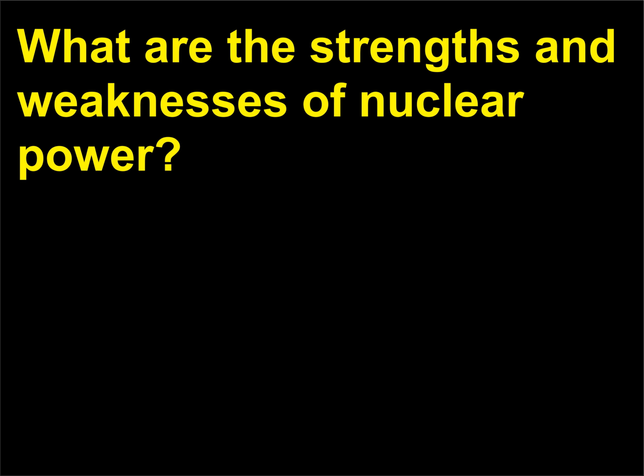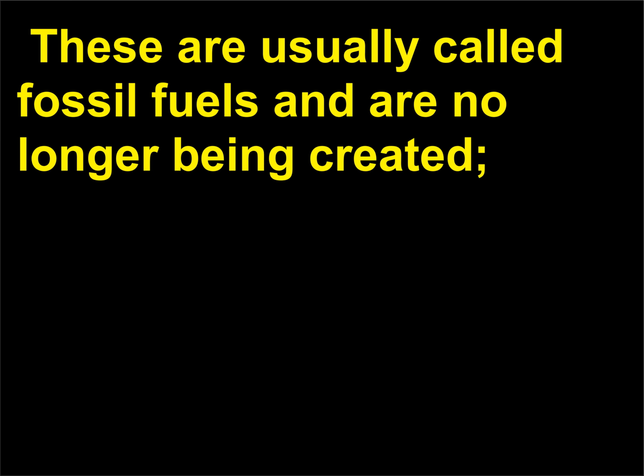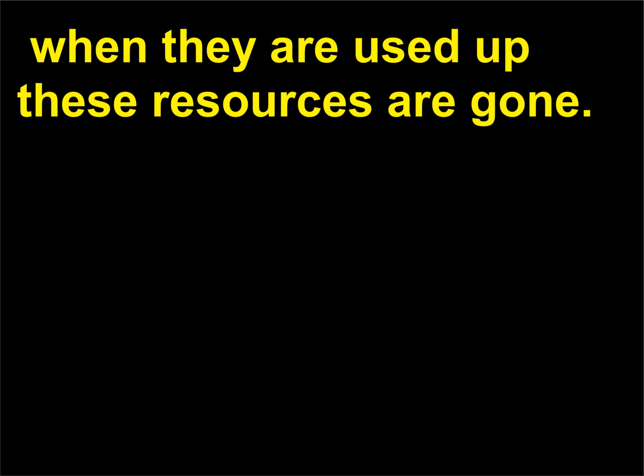What are the strengths and weaknesses of nuclear power? Electric power is produced primarily by plants using hydrocarbon fuels, coal, oil, and natural gas. These are usually called fossil fuels and are no longer being created. When they are used up, these resources are gone.